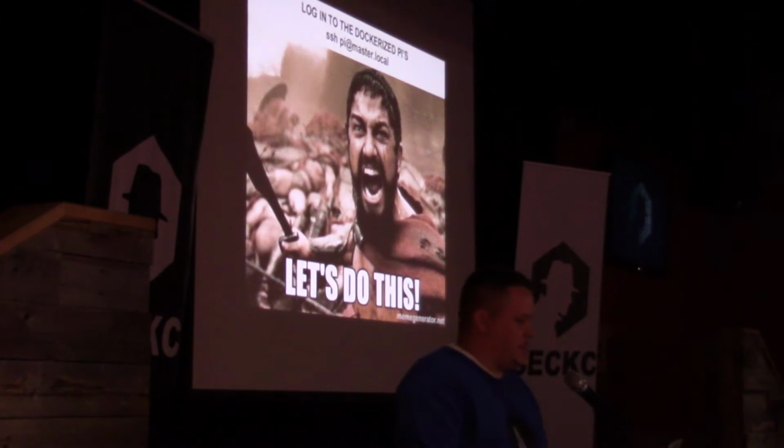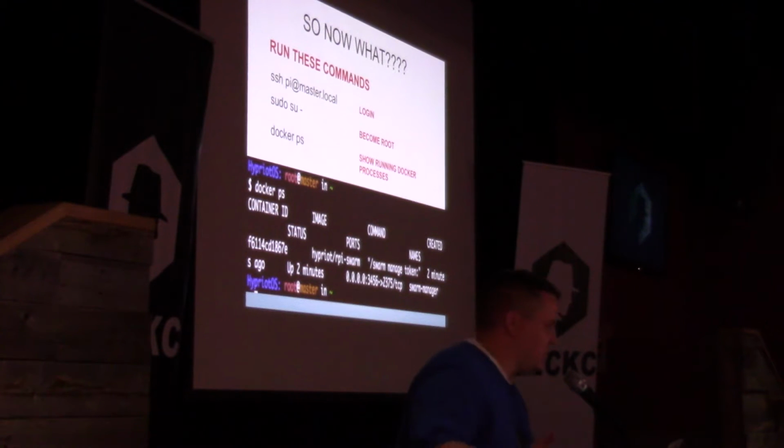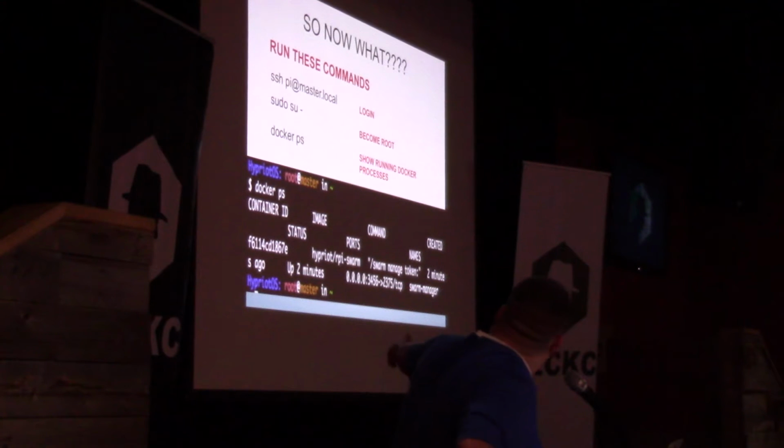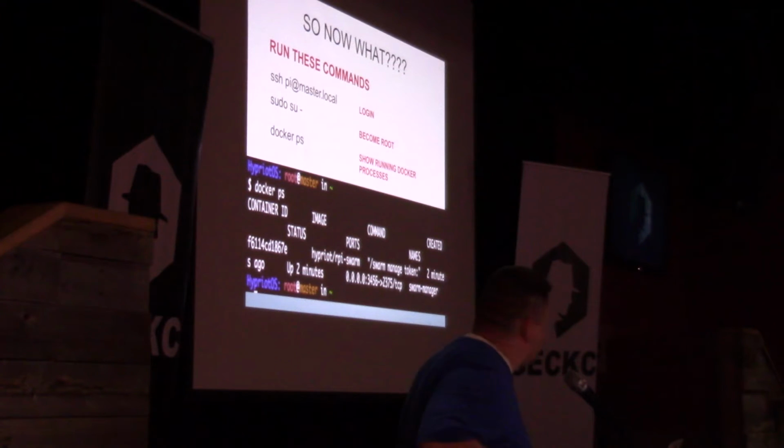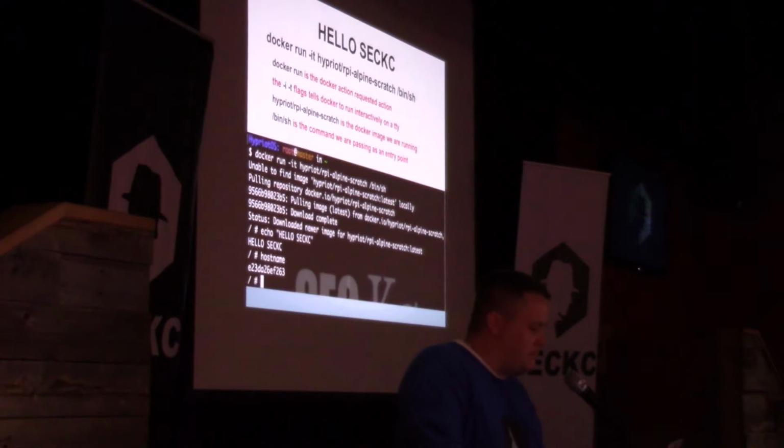So we want to SSH into these things, right? If you're not familiar with Docker, the first thing you do is just run in and look at what processes are running. If you see here, I run docker ps, and you can see container F6114C, whatever, is running Hyperion Swarm, and it's been up for a couple minutes. And that's the only thing we have running currently.